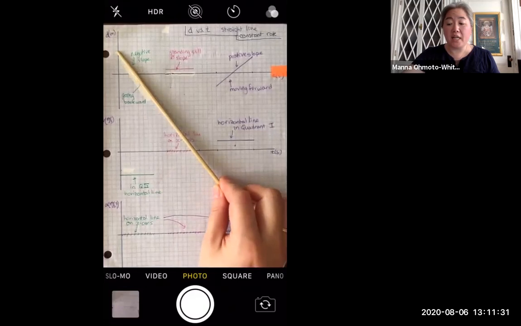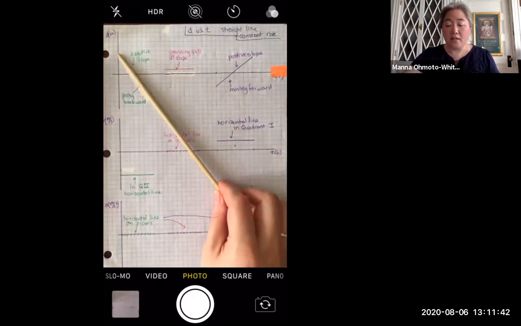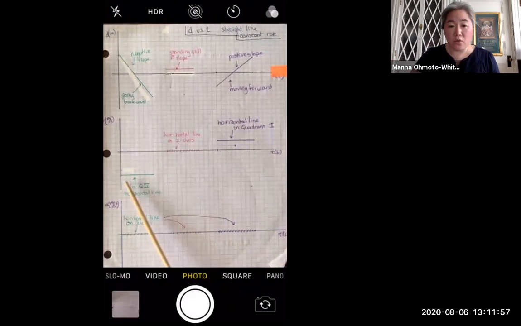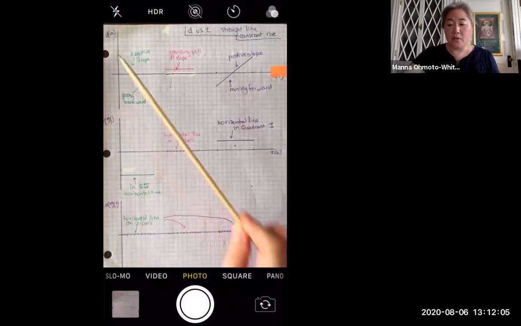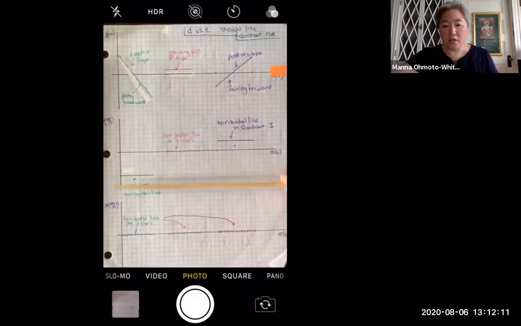If I have a straight line in my D versus T graph, this means that my V versus T graph will be a horizontal line. So a straight line, negative slope D versus T graph will result in a horizontal line in my V versus T graph in the fourth quadrant. If my V versus T graph is a horizontal line, then my A versus T graph will be a horizontal line on the x-axis. So negative slope, fourth quadrant. Straight line, horizontal line, horizontal line.